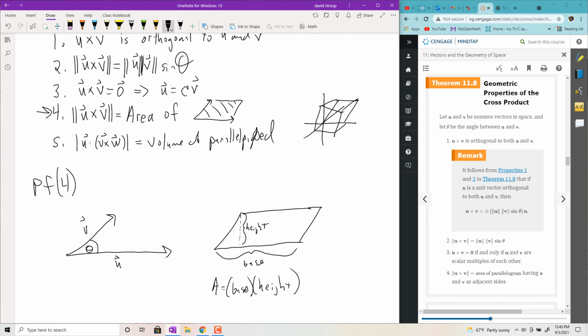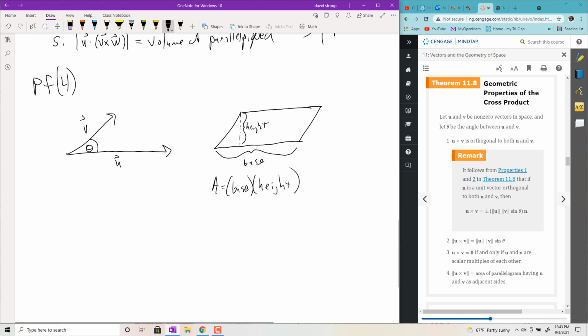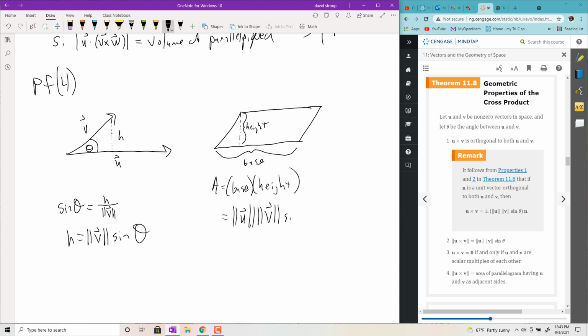Okay, so the base is no big deal, right? That's just going to be the magnitude of u. The height is this distance right here, so I'm going to have to use some trig to figure that out. Let's call this h. So what do we have here? The sine of theta is equal to opposite over hypotenuse. And of course, we want the magnitude of v, so h is going to equal the magnitude of v sine theta. So over here we have the base is the magnitude of u, and the height is the magnitude of v sine theta.